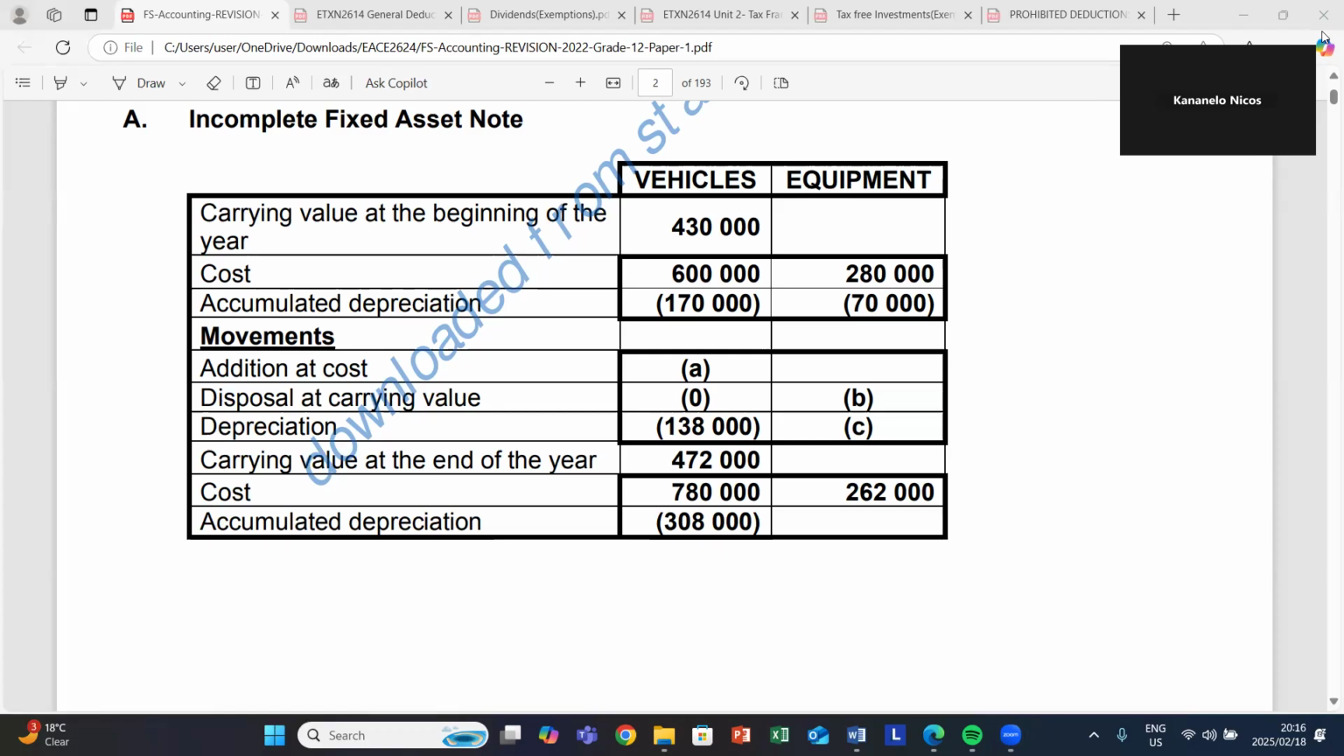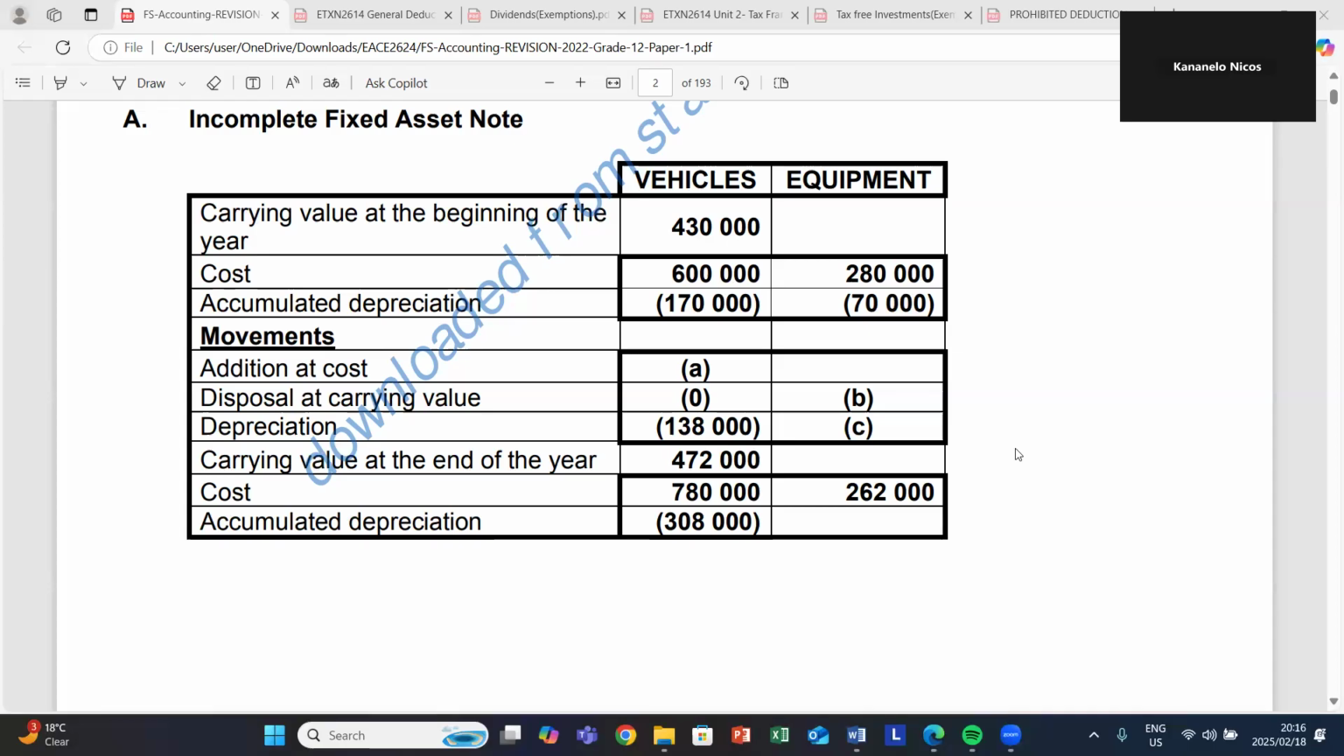But normally when it's assessed, they will not require you to do the full note, but rather you'll have to calculate certain figures, such as your additions, your disposals at carrying value, the depreciation, and so forth. It just depends on the exam. So for today's session, I just want us to look at it and also do a balance sheet. With regards to the balance sheet, we'll only be doing the balance sheet structure.